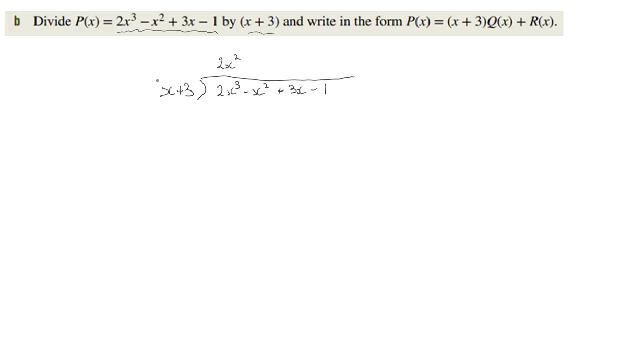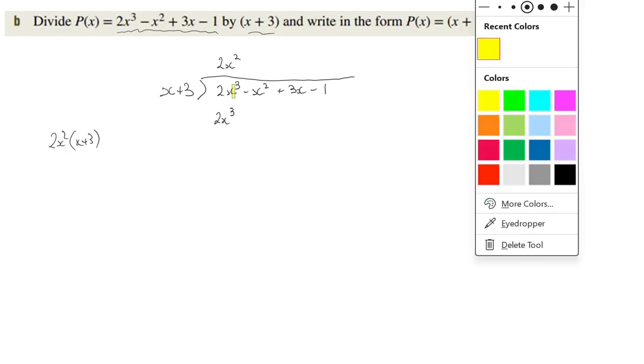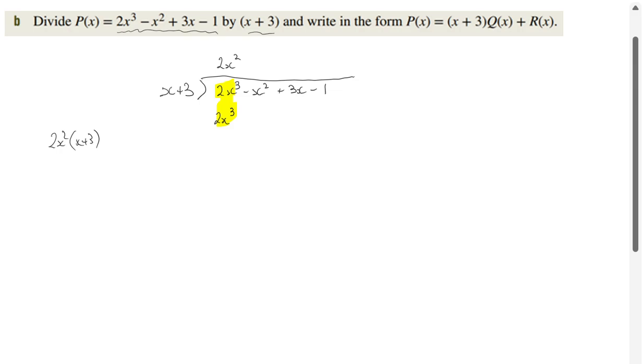Now, 2x squared times x plus 3, and we imagine x plus 3 is in brackets. So this is what we're imagining, 2x squared by x plus 3. So I'm doing this multiplication, and I'm writing the result just beneath here so that I line my 2x cubed up. These two guys are always the same. That leading term has to cancel. All right, back to work. What have I got? Plus 6x squared here.